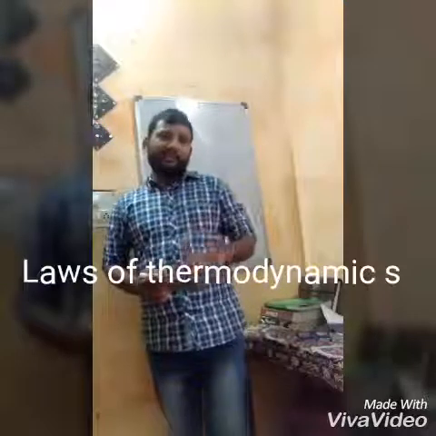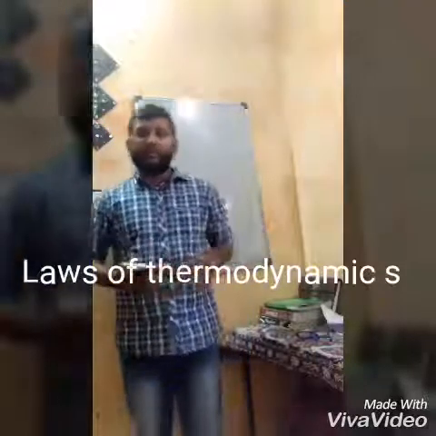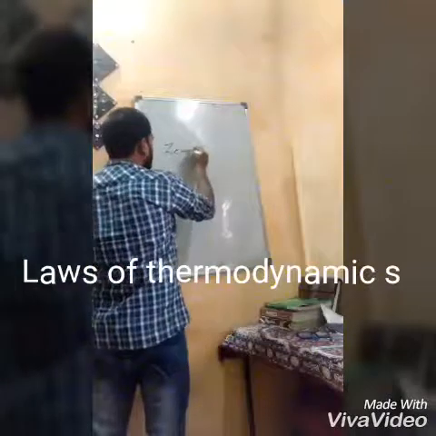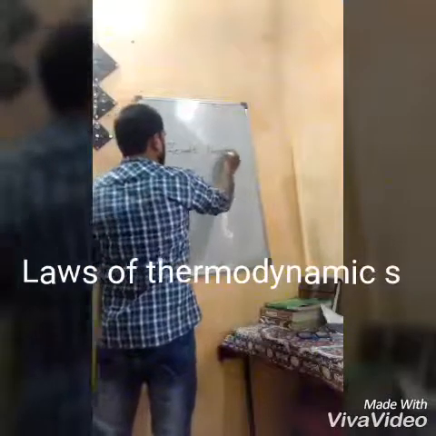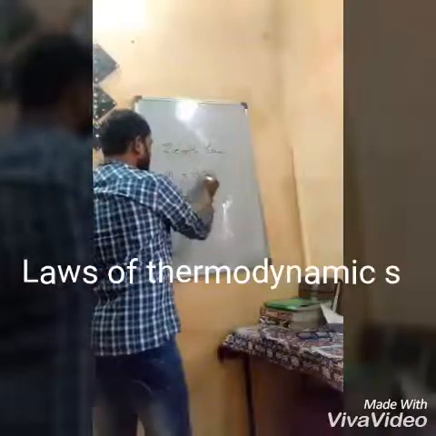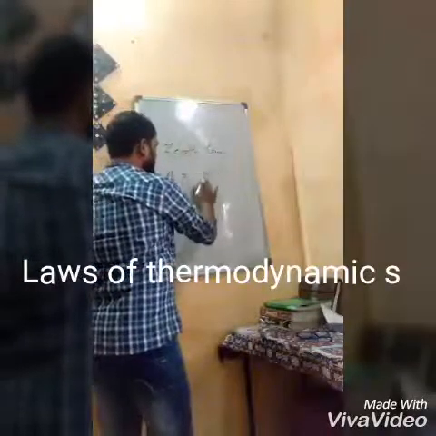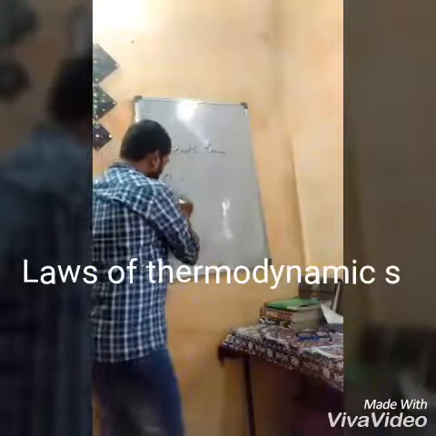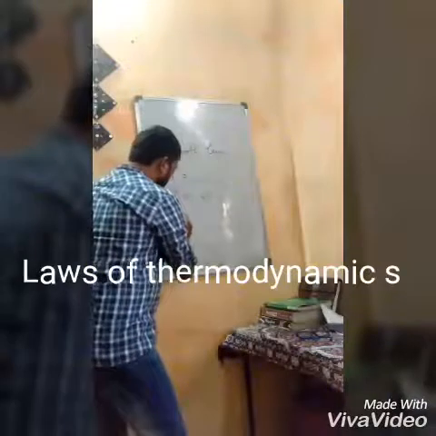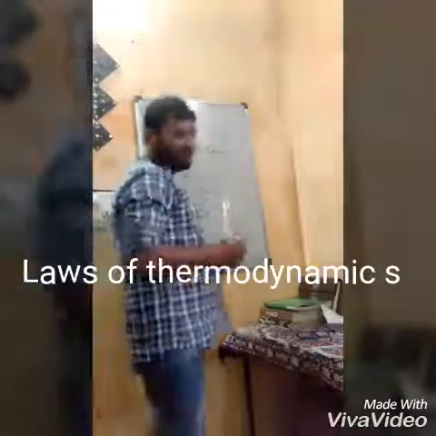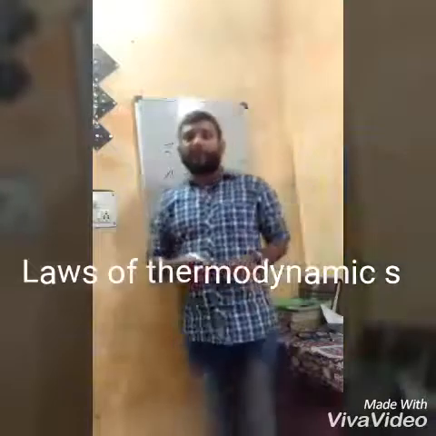The very first thing about the laws of thermodynamics is the zeroth law of thermodynamics. That's what we call the zeroth law. In simple language it says that if A is in thermal equilibrium with C and B is in thermal equilibrium with C, then A will be in thermal equilibrium with B. That's the zeroth law of thermodynamics.